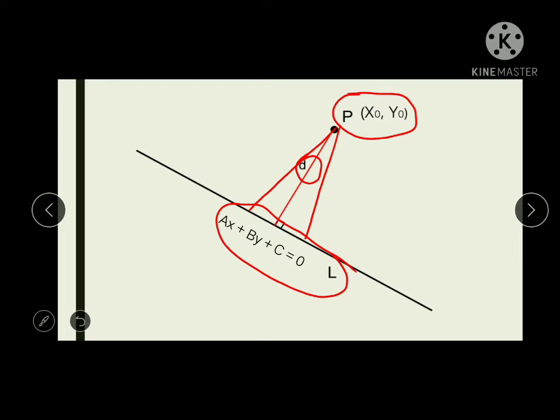Kasi, pwede tayong magkaroon ng iba't ibang distansya mula sa point at yung line. Para malaman nga natin na yung d natin, yung pinakamaikling distansya, dapat yung line segment between this point tsaka yung tinatamaan niya dito sa line ay perpendicular. Ibig sabihin, makakabuo siya ng right angle.